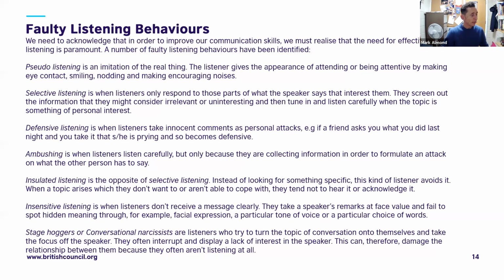And, you know, thinking again about emotion memory, to follow it up, just say to them, so can you think of a time when you were a selective listener or a defensive listener or a pseudo listener? Or can you think of anyone you know who does this? Is there anyone you know who is a conversational narcissist? Someone who always turns the topic of conversation onto themselves.